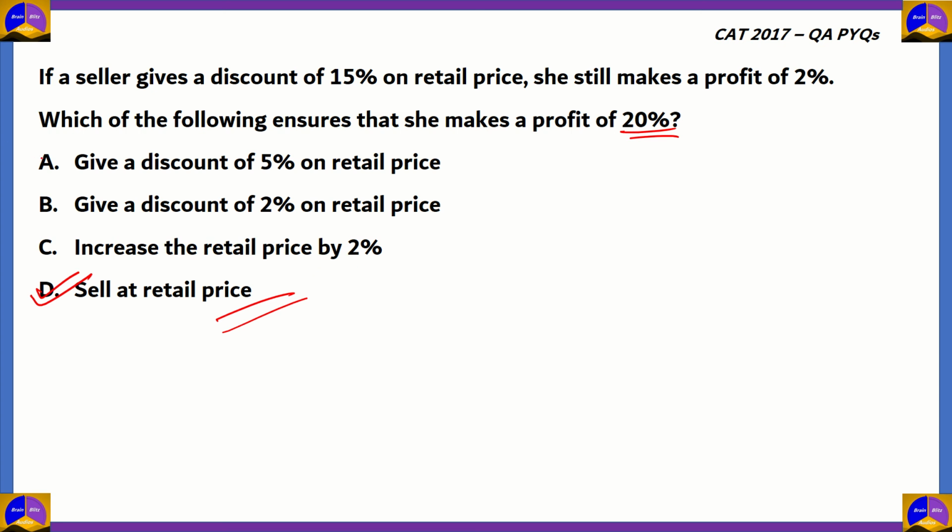The other options, like giving a 5% or 2% discount, will give you a profit, but it won't be equal to 20%. And increasing the retail price by 2% also doesn't reach 20% profit. So option D, sell at the same retail price without giving any discount, is the right option.